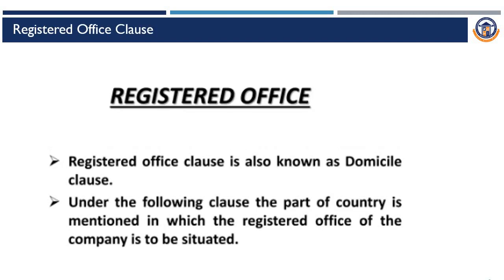Similarly, the registered office clause, also known as the domicile clause. Under this clause, the state of the company is mentioned in which the registered office of the company is situated. Where the registered office is situated, that information will be there in this clause. Because you may have operations all over a country, but you may have a registered office in one particular location. So that information has to be given in this clause, the registered office clause.